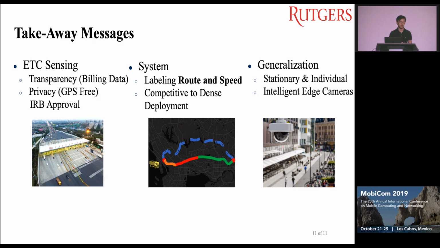Also, the key problem in our system is to find the historical labeling of the route and speed. If we can solve this, we can achieve a performance competitive with densely deployed infrastructure solutions. And finally, our system can also be generalized to other similar situations, such as using stationary sensing as the sensing approach to get individual results, such as the intelligent edge cameras in our city.